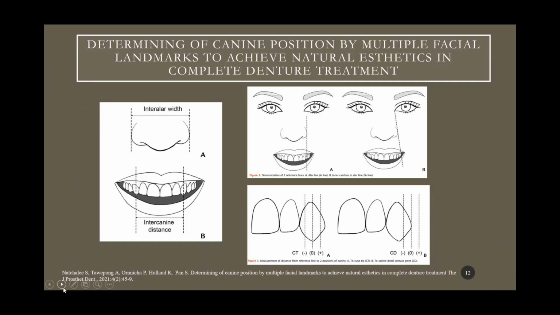Then a case report in which they determined the canine position by multiple facial landmarks to achieve natural aesthetics in complete denture treatment. In this, they had taken 2 reference lines. One is the interalar width, that is the alar line. They have drawn a line lateral to the ala of the nose. Then another line is the line from the inner canthus to the alar line, that is the IA line. And they tried to relate the A line, the alar line, and the inner canthus to alar line, the IA line, with the cusp tip.